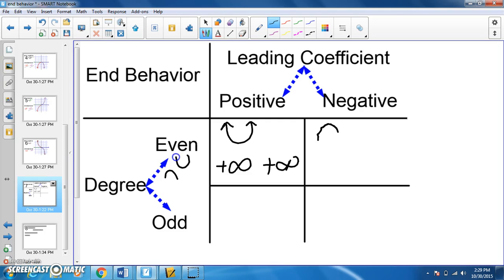Then when we have a negative leading coefficient, both of our end behaviors are going towards negative infinity. So as x approaches negative infinity, our graph approaches negative infinity. As x approaches positive infinity, our graph approaches negative infinity. Then odd is opposite endings.